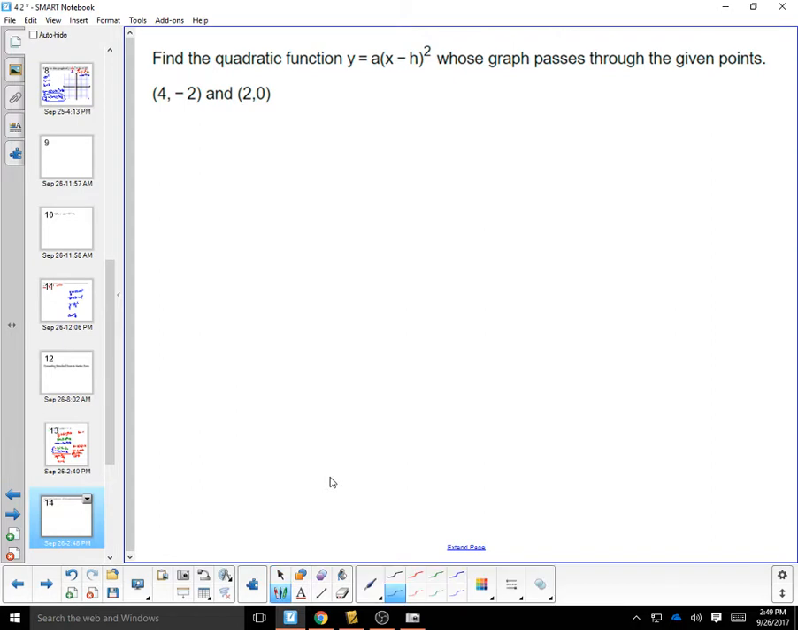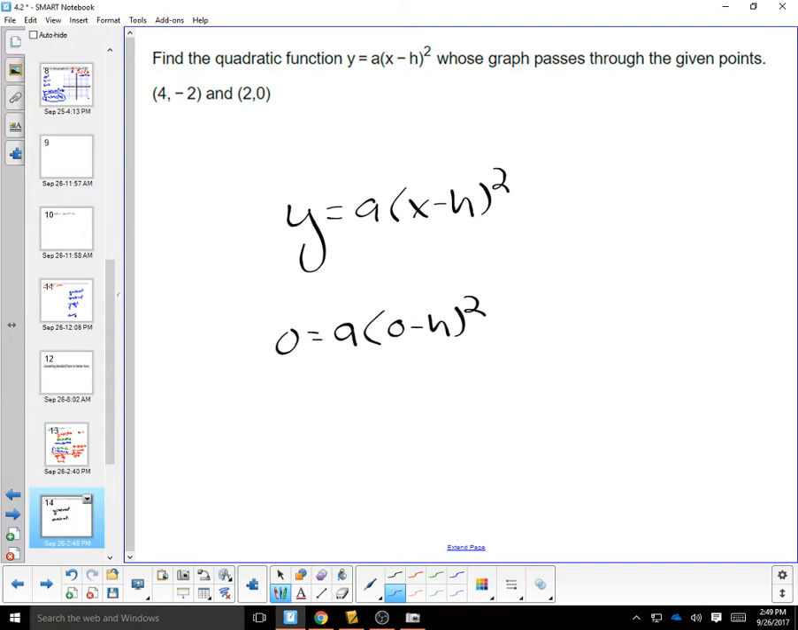Do you guys see that they gave us a model? They gave us y equals a times x minus h squared, correct? And then I saw the second coordinate, the 2 comma 0. I said, all right, well, if I plug in that coordinate, 0 is equal to a times 2 minus h squared, right? Do you guys see what I just did? I just plugged in x and y, right? Now, at this point, I just did algebra on this.